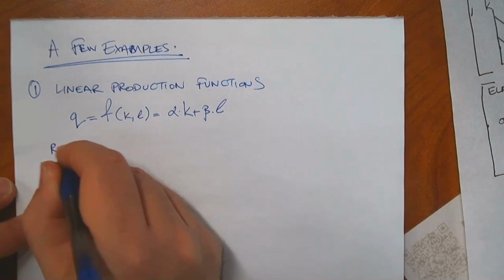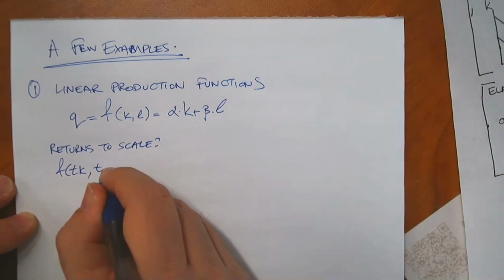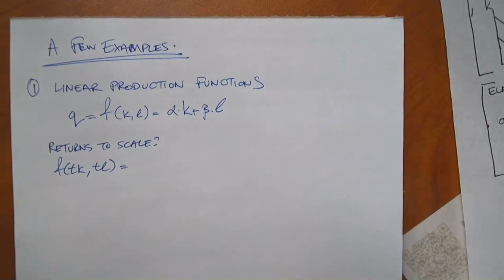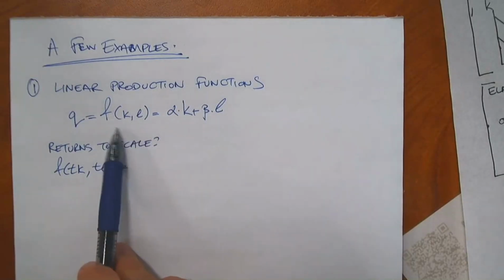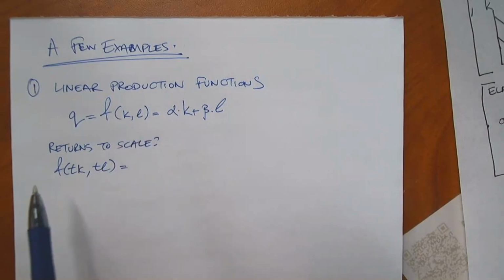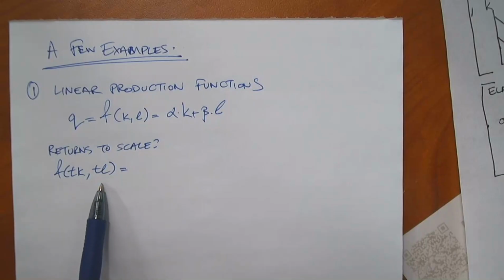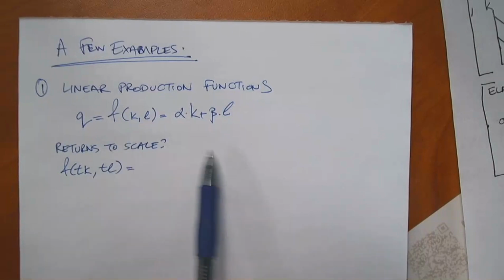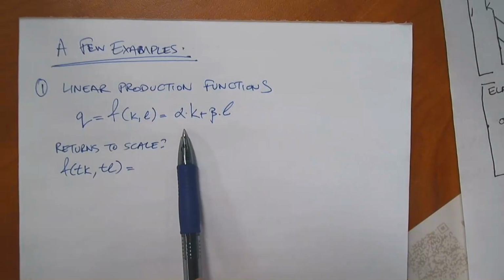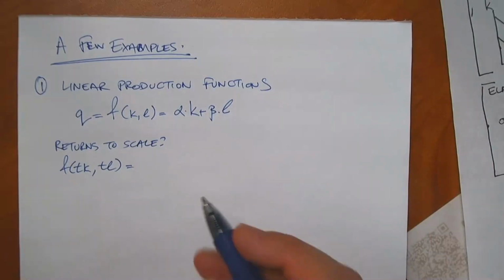Let's look at the scale first. You have F of TK, comma TL. Okay, and we're trying to associate that to the original level of production, right? So if F of K, comma L is what we were producing before we increased our capital to T times K, let's say 2 times K, and T times L, 2 times L, for example, can we associate it with the original formulation, alpha times K plus beta times L? How do you do that?